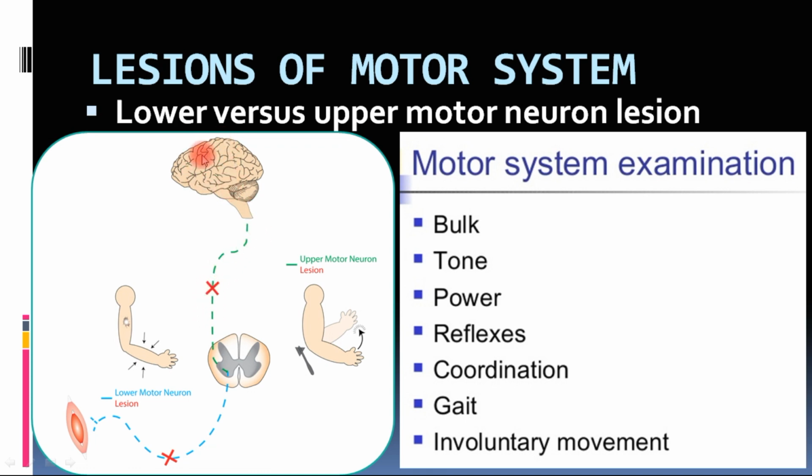So the descending tracts which carry the neurons that come and synapse to the lower motor neuron are called the upper motor neuron. So the descending system is the upper motor neuron, and the final common pathway arising from the anterior horn is the lower motor neuron.